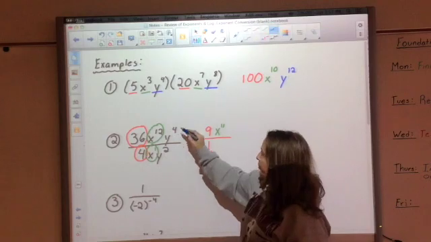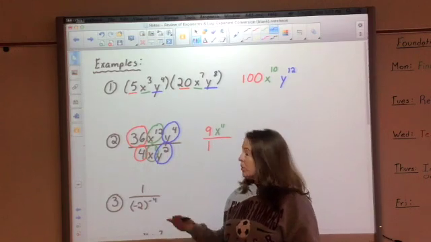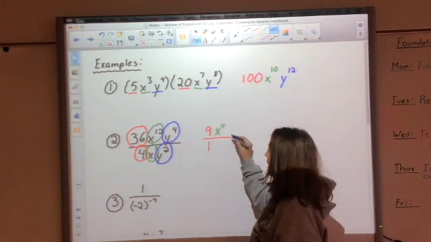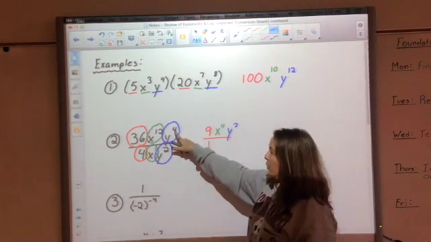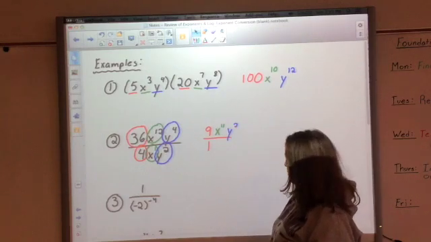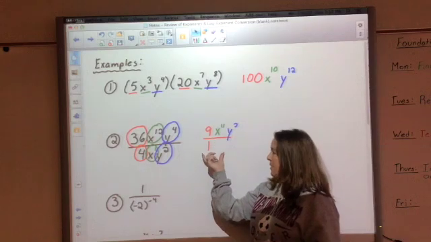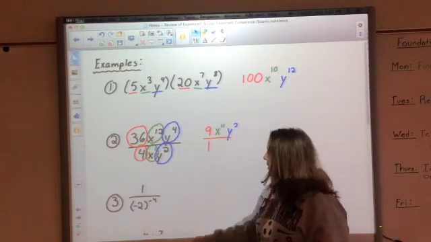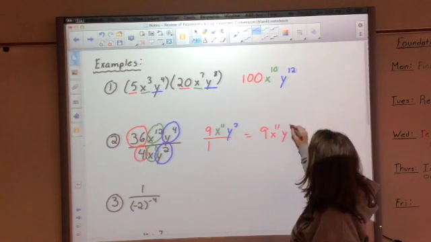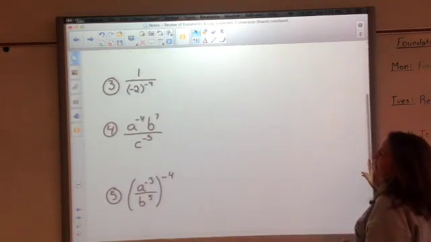Then we look at our y's. Same thing here. We have 4 y's on the top, 2 y's on the bottom. After we cancel our 2 sets of y's, 2 on the top with these 2 on the bottom, we're going to have 2 y's left over on the top. So y squared. 4 minus 2 is 2. Okay? So that's it for number 2. Oh, actually not quite. If all I have left on the bottom is a 1, then really this is the same thing as kind of like a whole number. So I don't really need that 1 on the bottom. So I can just write this as 9 x to the 11th, y to the 2nd. And that's it. Okay, let's take a look at number 3 then.